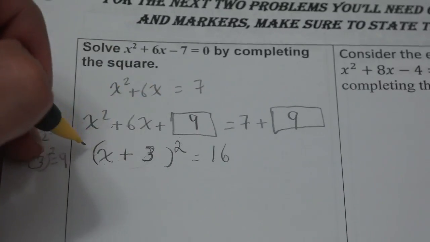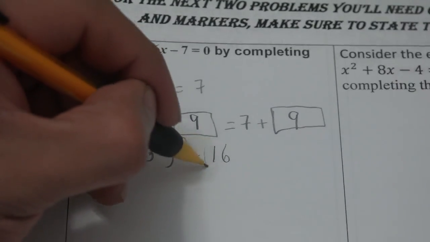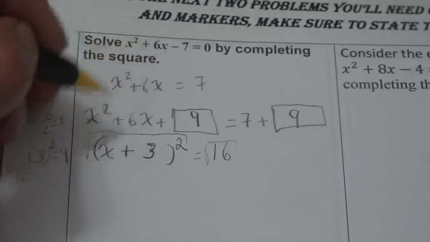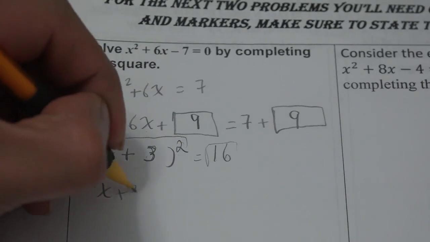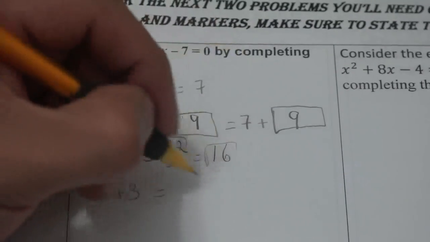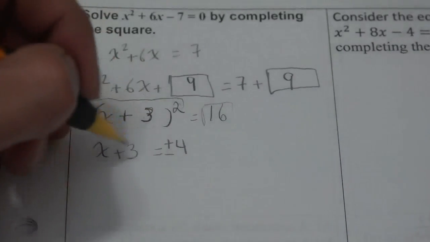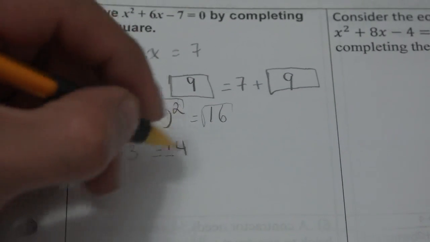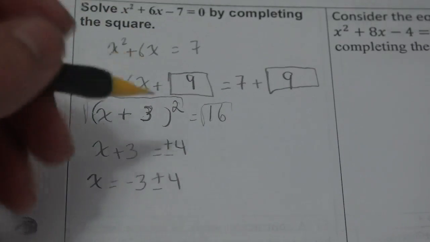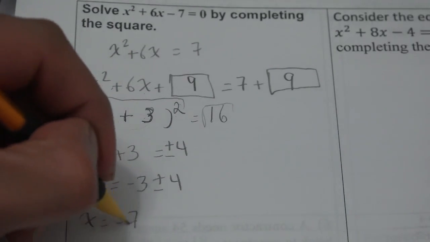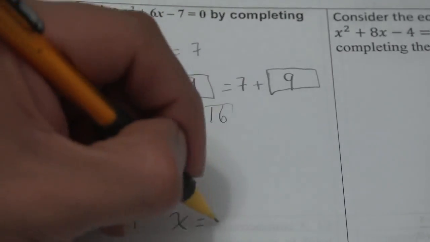Then it says, square root both sides. Square root both sides. You see, you have to do that. Okay, what happens when I square root a square term? They cancel out. So that leaves me with x plus 3. Square root of 16 is 4. Plus or minus 4. And now, I subtract 3 from both sides. So I get negative 3 plus or minus 4. In other words, x can be negative 7, or x can be negative 3 plus 4 is 1.